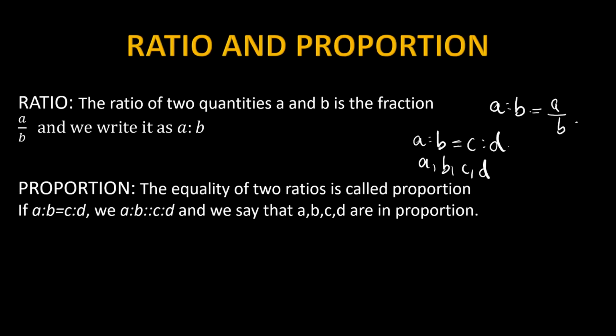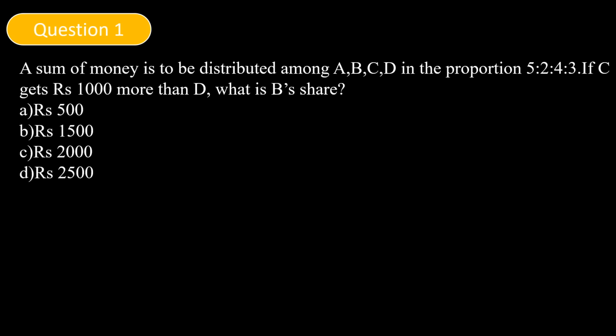Here B and C are the mean terms, and A and D are the extremes. In proportion, the product of the mean terms is equal to the product of the extreme terms. That is, BC equals AD. Now we'll see the problems.